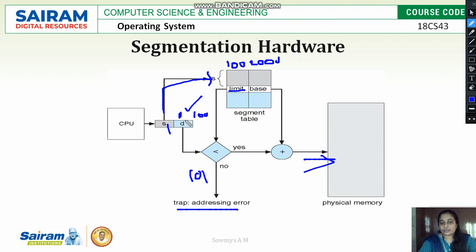Let's consider I have taken the D value as 91, for segment 1 which starts at 2000. So 2091 is the value found here. My offset value is 91 plus my base value 2000. So the address which I am finding is 2091. This is how the physical address is calculated with the help of segmentation hardware.